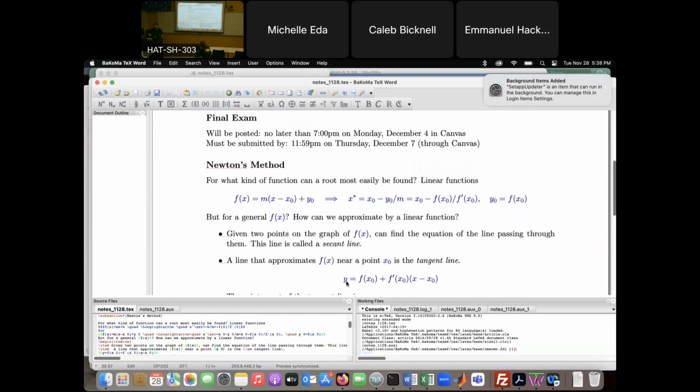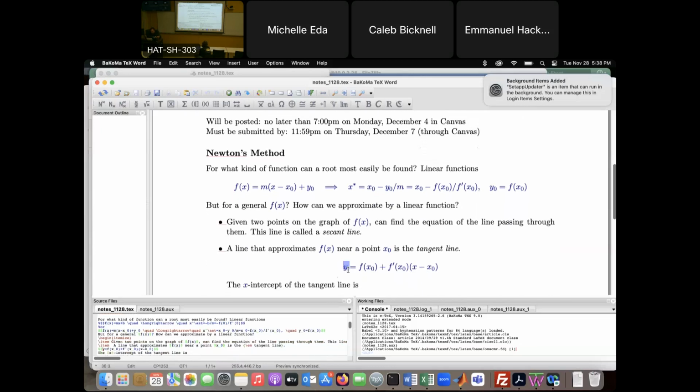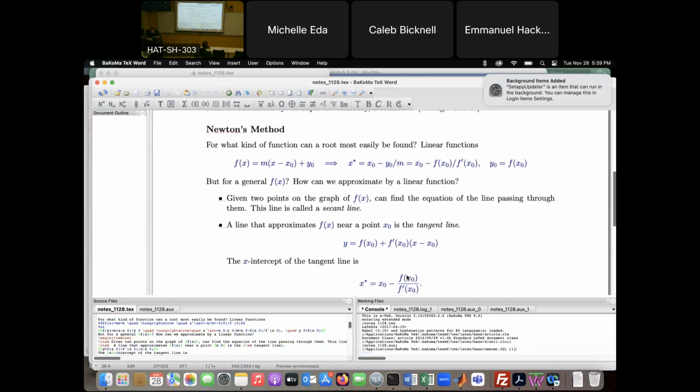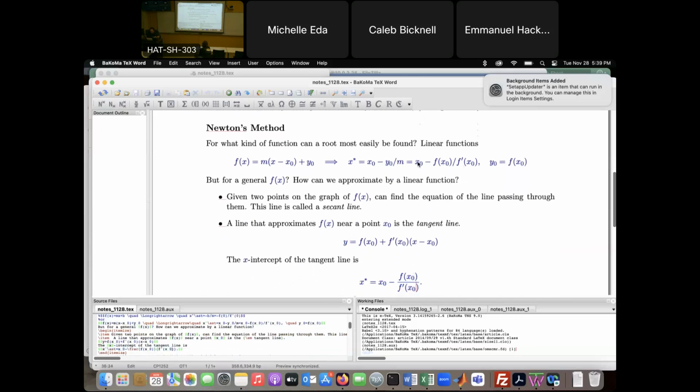And this is the equation of a tangent line. So y is f of x naught plus f prime times x minus x naught. Now if I set y equal to 0 and solve for x, the x-intercept of a tangent line is exactly this, which is the same formula that we saw earlier for just the x-intercept of a linear function.